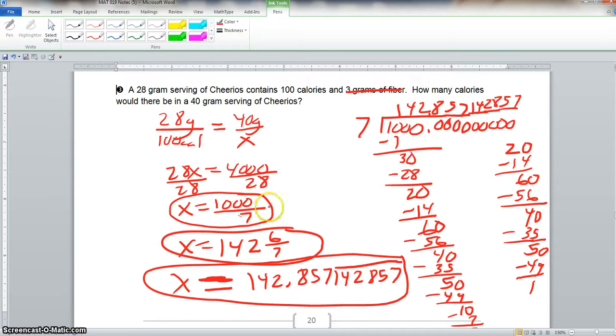Class, I did forget to write one thing, so let's correct that now. After each one of these answers, you should write calories, because our answer is in calories. So just remember, all of these are in calories, and this is the final answer.